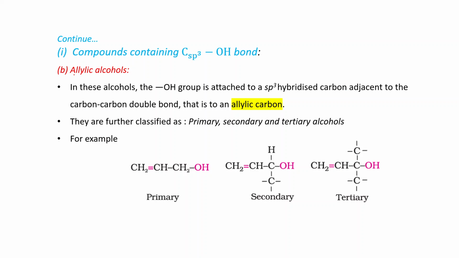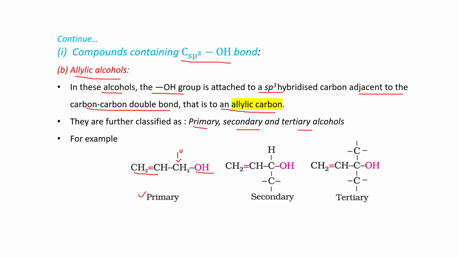Now the second subcategory in this, allylic alcohols. In these alcohols, the OH group is attached to an sp3 hybridized carbon adjacent to the carbon-carbon double bond, that is, to an allylic carbon. And again they are further classified as primary, secondary and tertiary alcohols. For example, now see, these are two double bonded carbon atoms and next to these, this one is sp3 carbon, and OH group is attached to this one. Again further, this carbon is also primary carbon. That's why this is primary allylic alcohol.